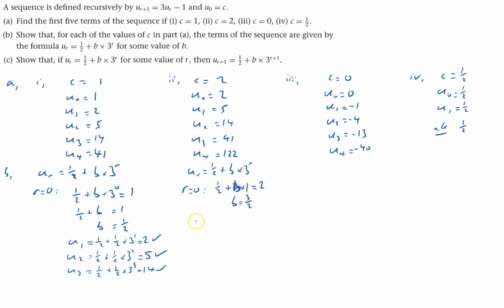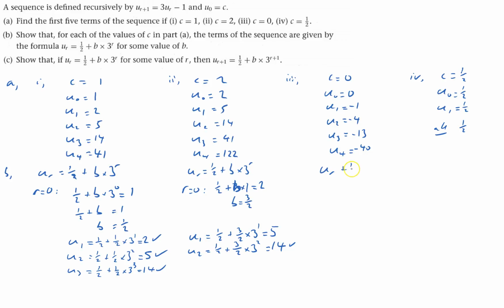Let's just try that. So U1 equals a half plus 3 over 2 times by 3 to the power of 1. That's 9 over 2. 4.5 plus a half, which is 5. And I can keep on going. U2 is a half plus 3 over 2 times by 3 squared. 3 squared is 9. 27 over 2 is 13.5 plus that makes 14. Keep on going, I get the same things. Try the next one.